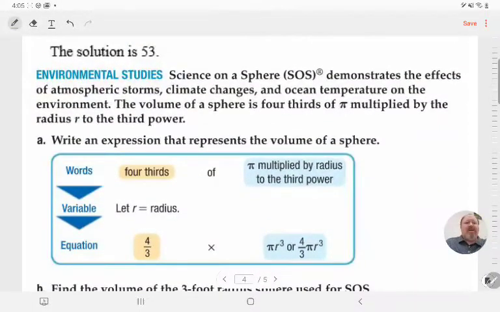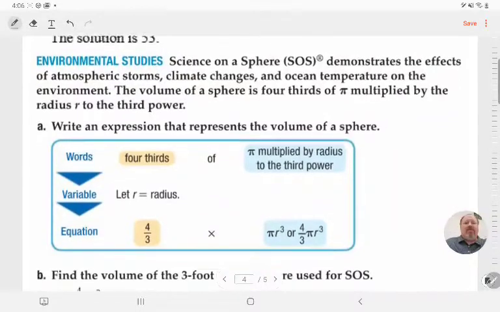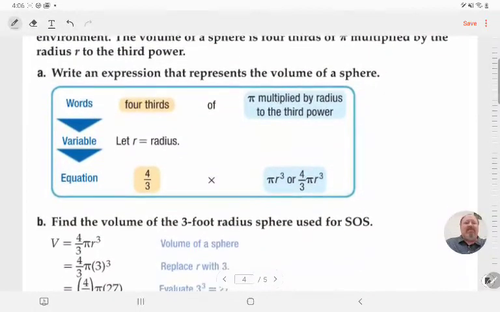Science on a Sphere, SOS, demonstrates the effects of atmospheric storms, climate changes, and ocean temperature on the environment. The volume of a sphere is 4/3 of pi multiplied by the radius, r, to the third power. Okay, so we want to write an expression that represents the volume of a sphere.